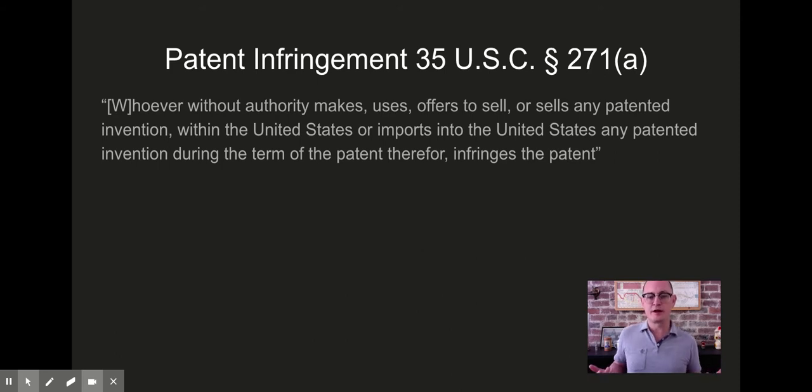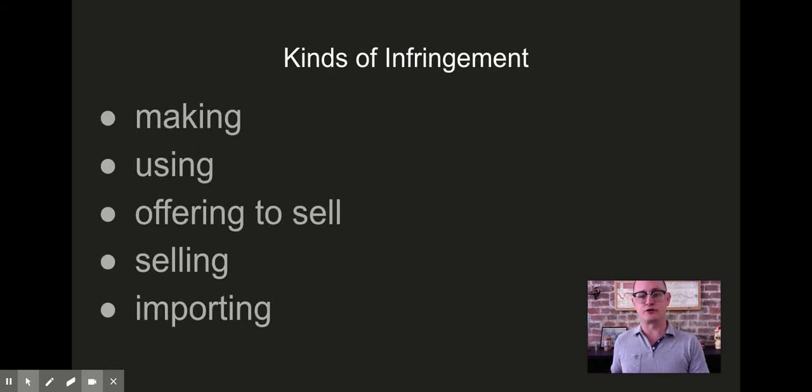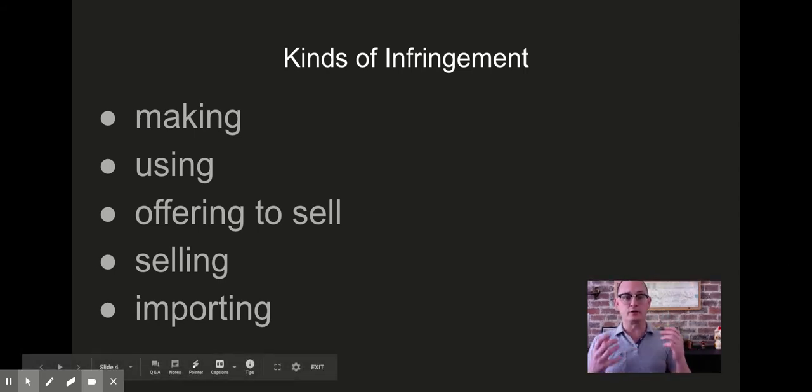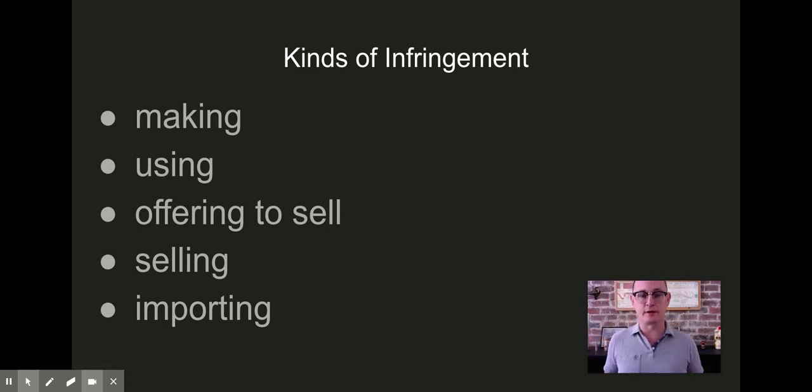The Patent Act provides that infringement occurs whenever somebody without authority makes, uses, offers to sell, or sells any patented invention within the United States or imports into the United States any patented invention during the term of the patent. That's infringement. If any one of those requirements is satisfied, then infringement has occurred. That's making, using, offering to sell, selling, or importing a good or practice that embodies the patented claim in question.